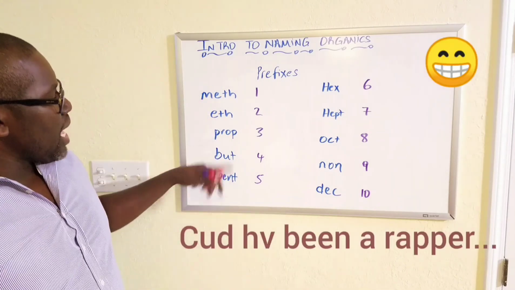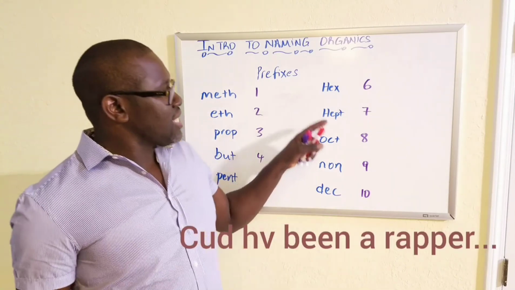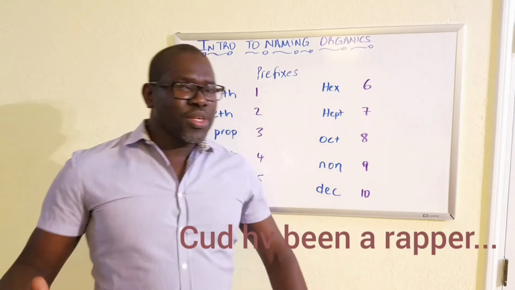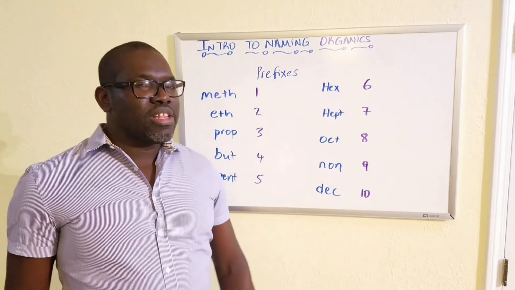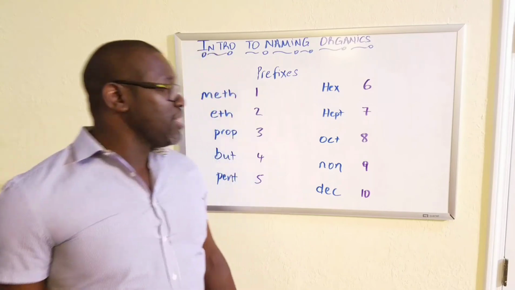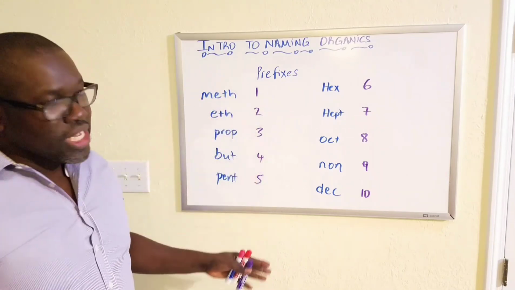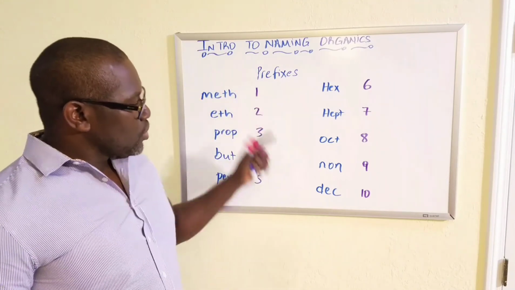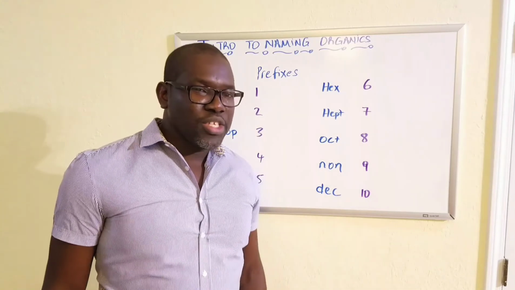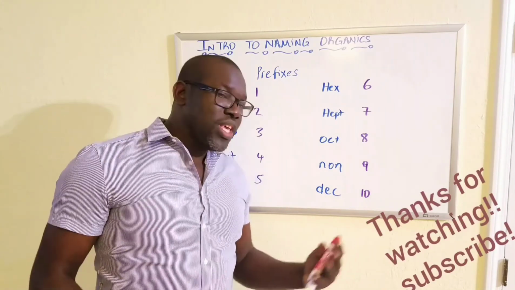So you have meth, eth, prop, but, pent, hex, hept, oct, non, dec. Sounds like we're rapping. You could create a little rap about it for yourself, you know what I mean? So these of course represent 1 carbon atom to 10 carbon atoms, as you can see over there. So there you have it.